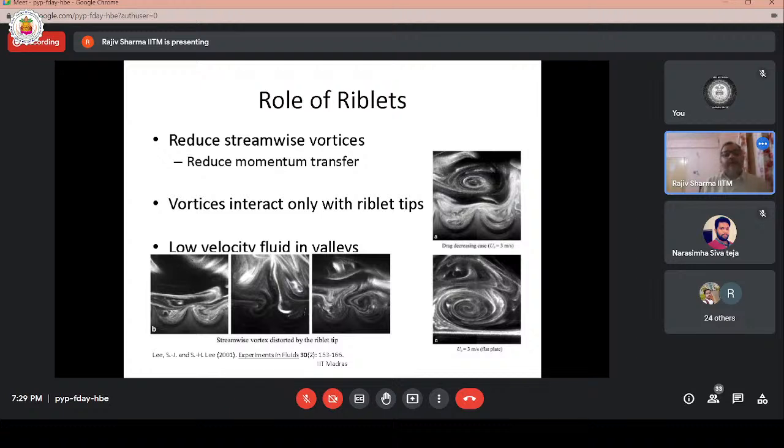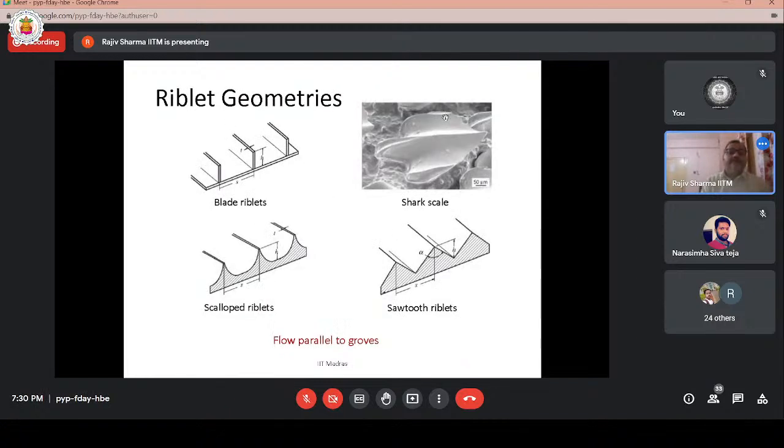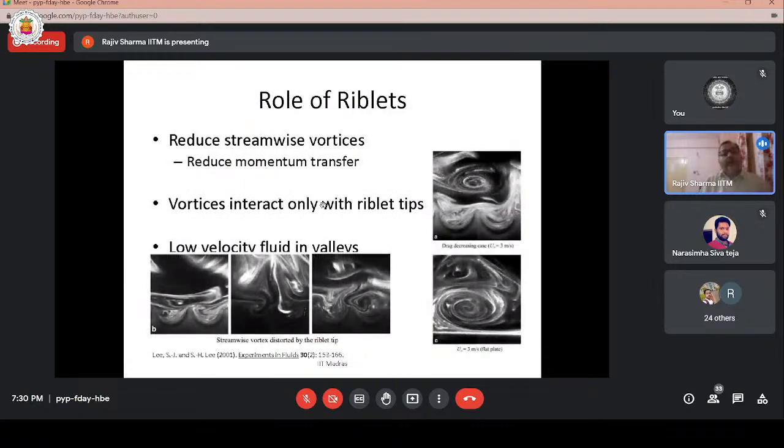Low velocity fluid will always exist in the valley. So here, if we see, this is the valley. Low velocity will always generate low drag, low friction drag. So see here, the streamwise vortices affected by the riblet. It has been shown at 3 meters per second. Drag decreasing case. This is a flat plate.